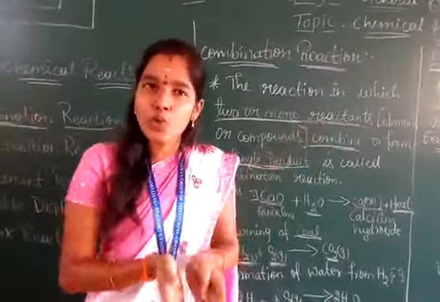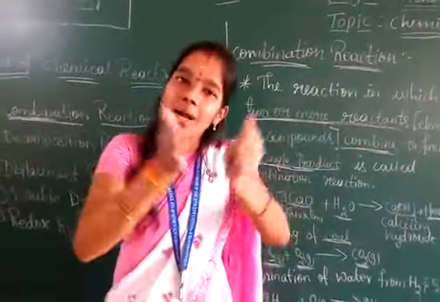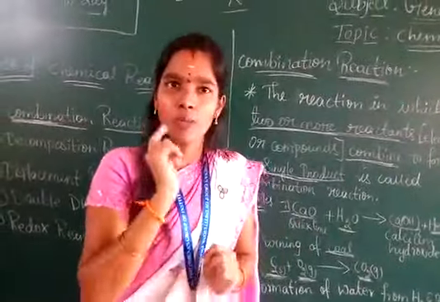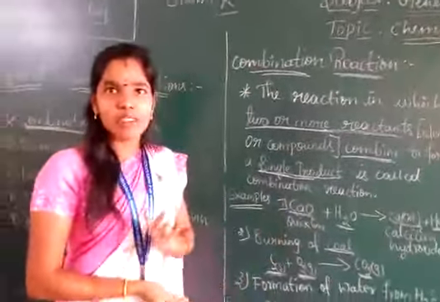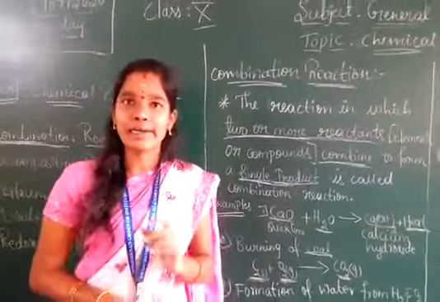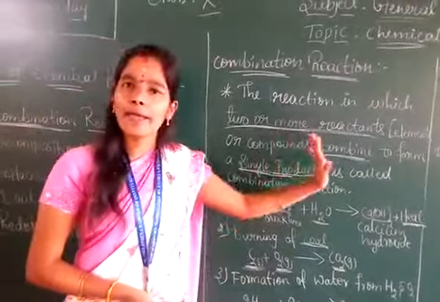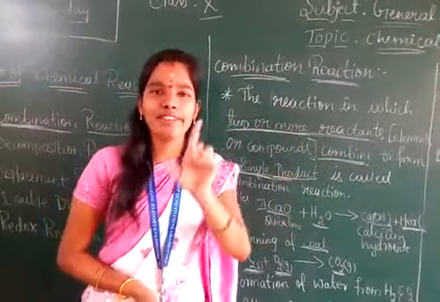So all the 2 or 3 reactants will combine. They will join and give only one single product. We will see some examples so that you can understand very clearly. The concept is only 2 or more reactants combining to give only one single product.